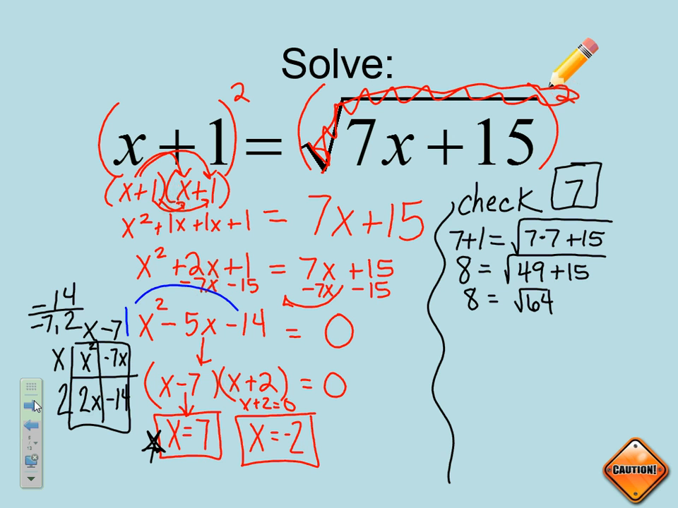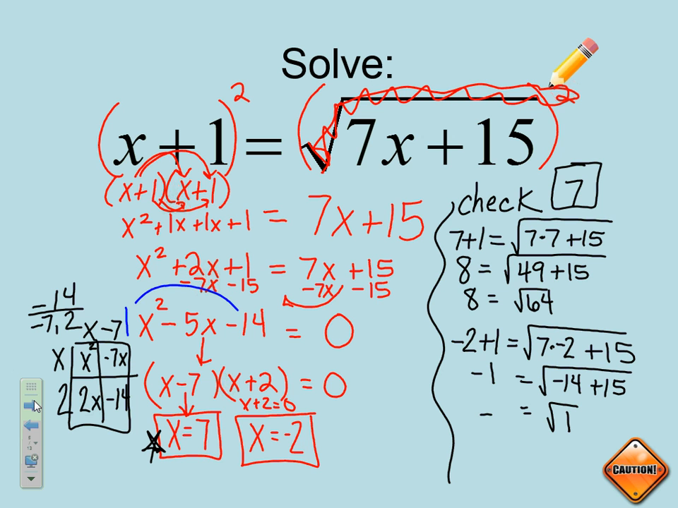Let's try negative 2. Negative 2 plus 1 equals the square root of 7 times negative 2 plus 15. Negative 2 plus 1 is negative 1. On the other side, we have the square root of negative 14 plus 15, the square root of 1, and the other side's negative 1. Is the square root of 1 negative 1? Can you square root a number and get a negative answer? Well, this is the positive square root of 1. That's just 1. That's not good, okay?